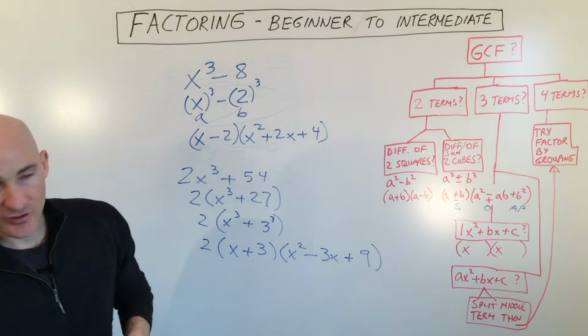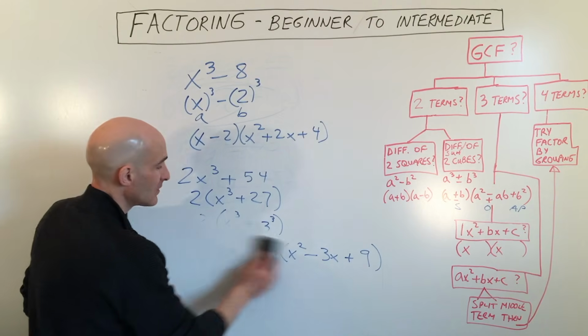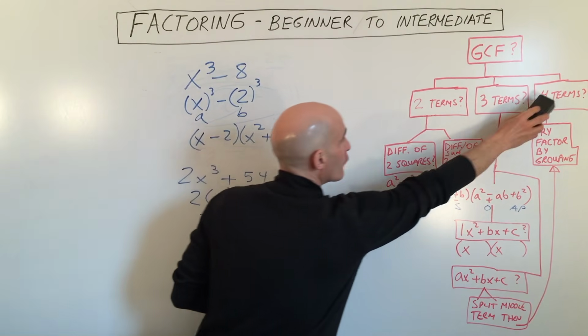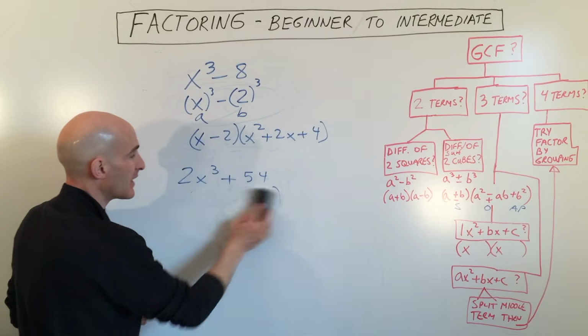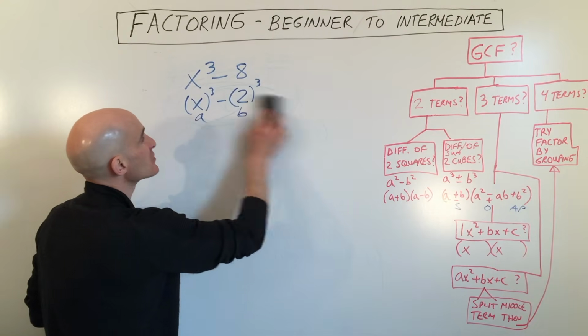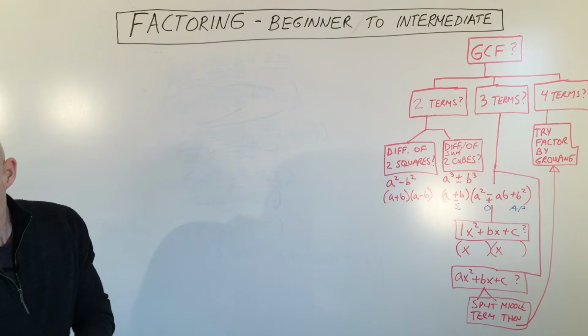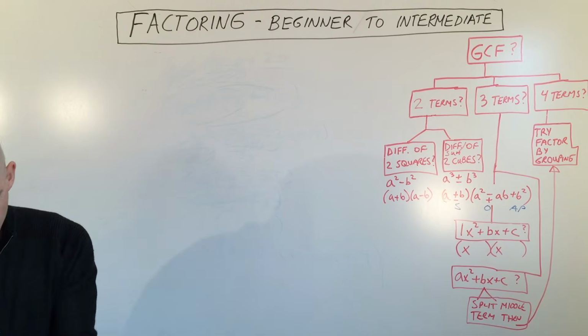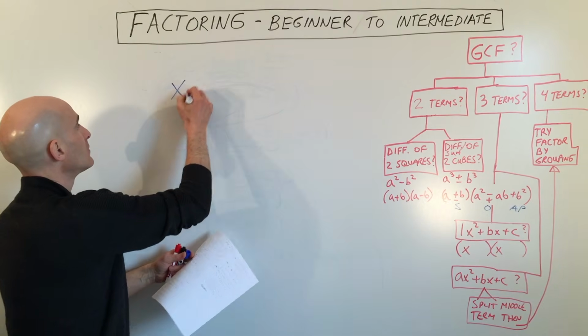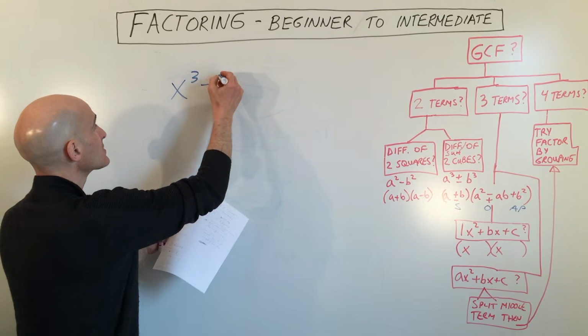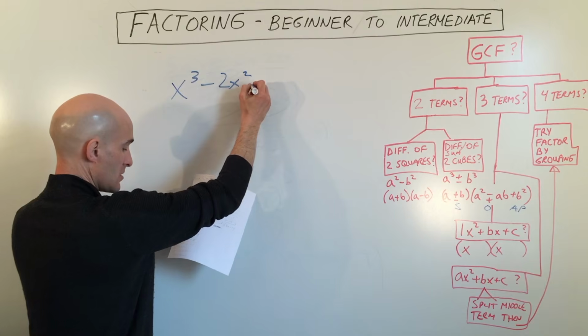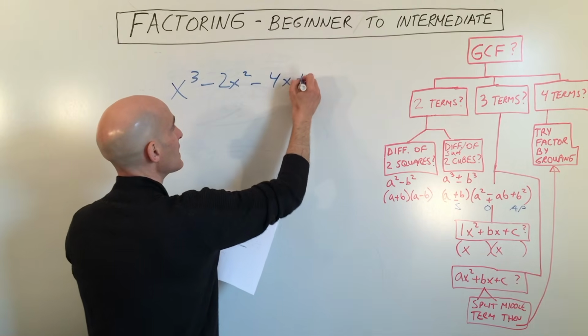So what is factoring by grouping? Well, I'll show you. When you have 4 terms, you want to try this technique. And again, remember the terms are separated by adding or subtracting, by plus or minus. So say, for example, we want to factor this one right here. X cubed minus 2x squared minus 4x plus 8.